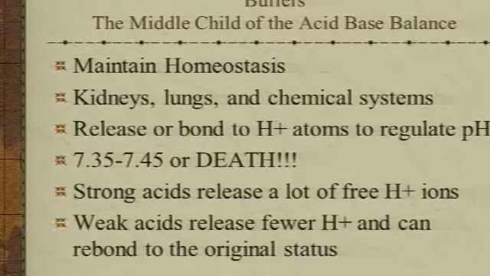We need to maintain this range. So there are systems put into place called buffers, which help to maintain this. So our body's constantly monitoring, looking out to see if there's huge changes in pH, and these buffers will come into play. It's the kidneys, primarily, the lungs, and the blood, okay?